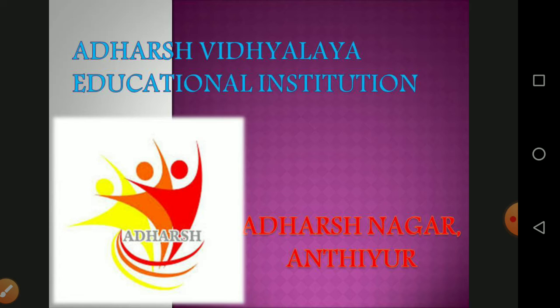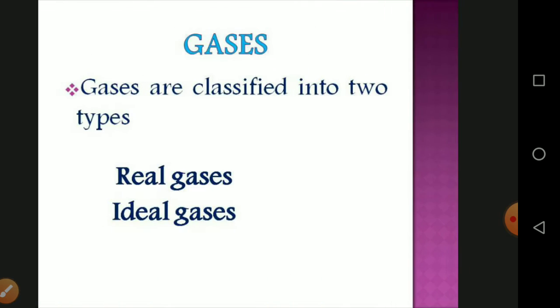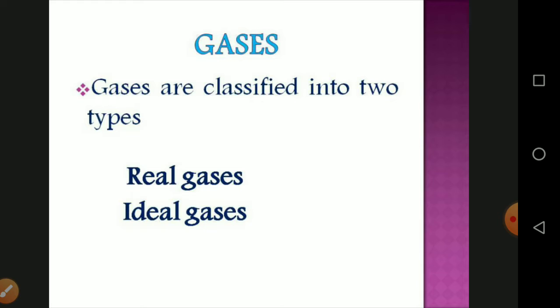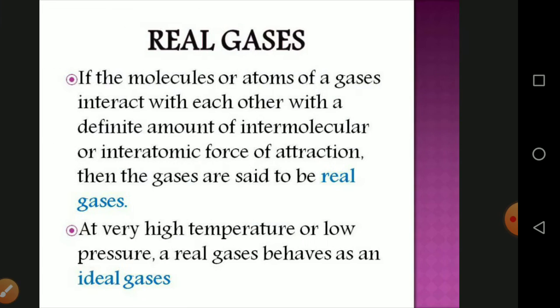So now we see the topic for gases. In the last class we discussed the fundamental laws of gases. Now we discuss the gases. The gases are classified into two types: one is the real gases and another one is the ideal gases. So what is meant by real gas?